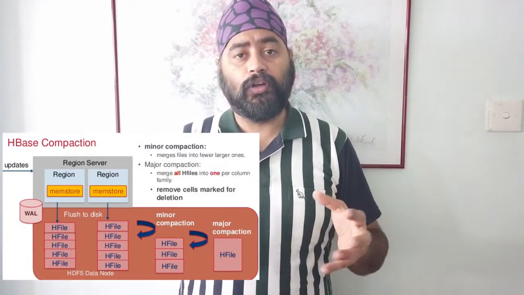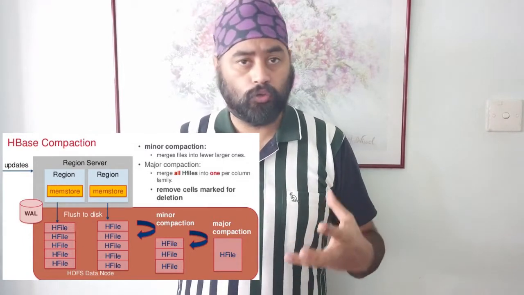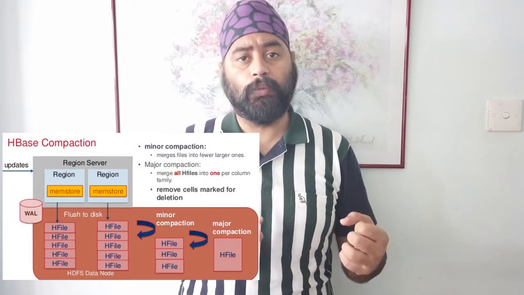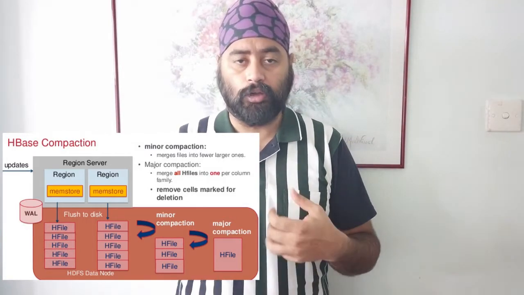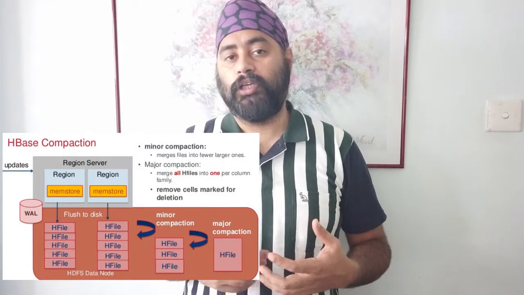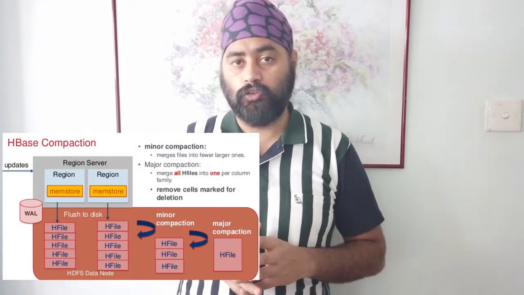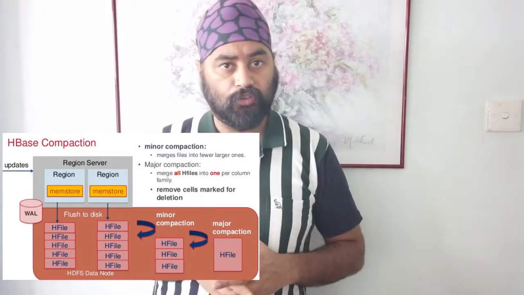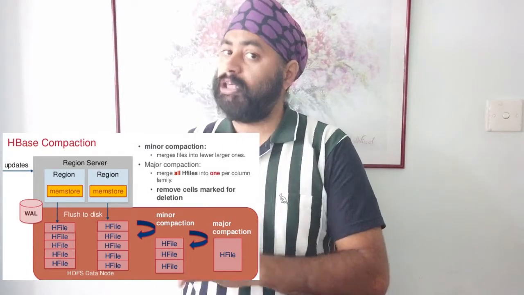The smaller HFiles are not very useful because the system has to manage a lot of metadata and information about the HFiles. So it's an overhead. Then the HBase framework, within itself, keeps doing compaction. Generally there are two different types of compaction: minor compaction and major compaction.